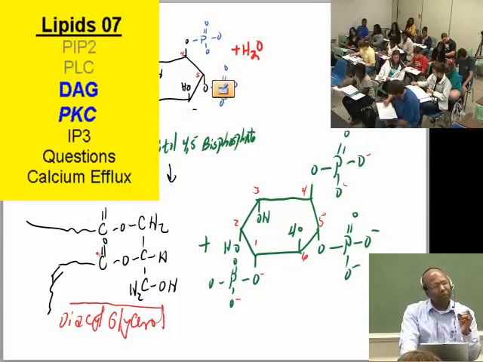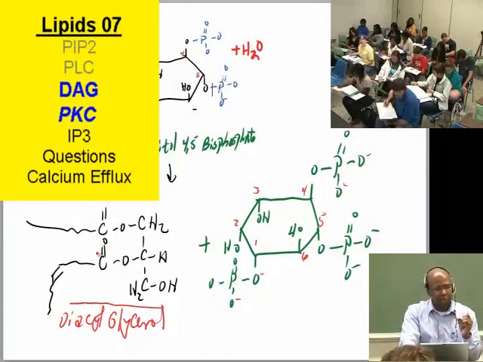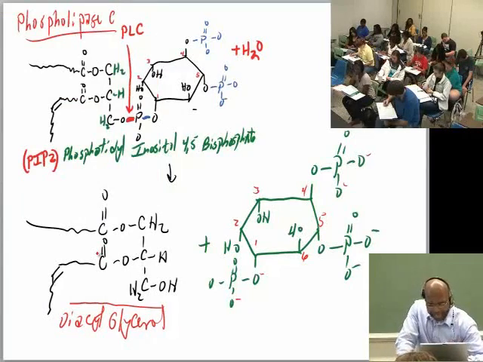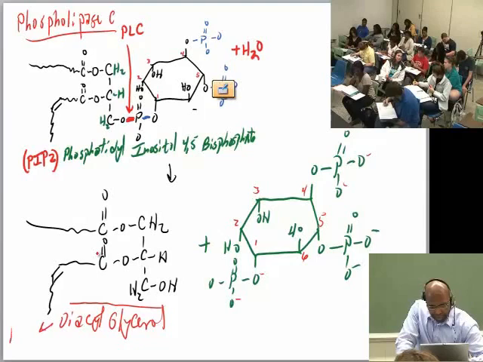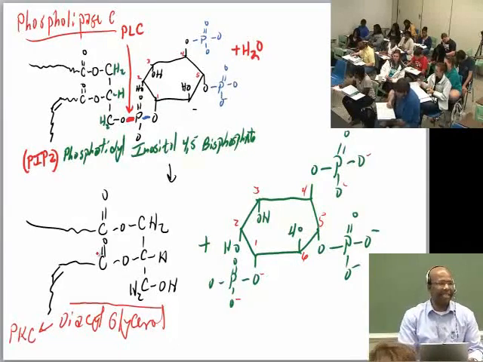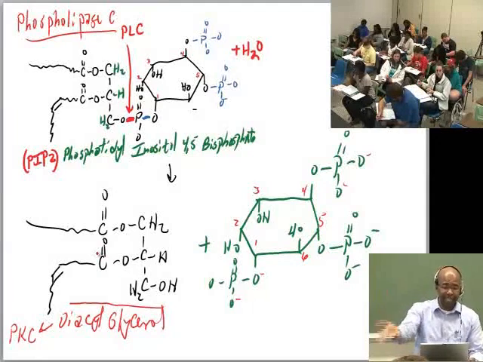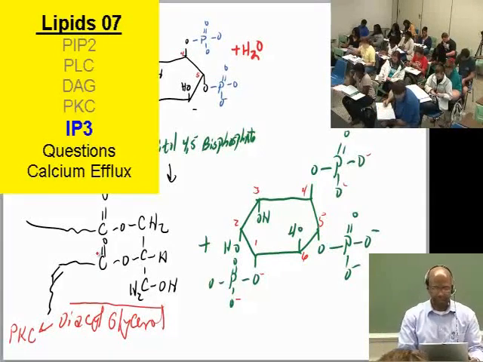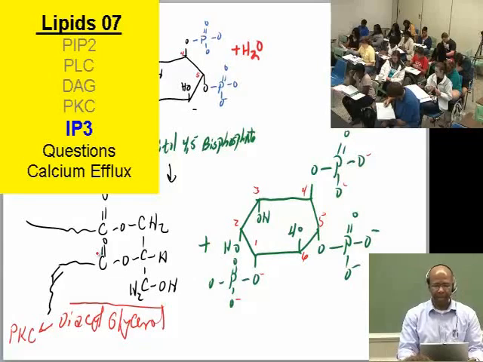I don't know if we went over this in signal transduction, but diacylglycerol activates one of our protein kinases. It activates protein kinase C. So phospholipase C activates protein kinase C indirectly. Okay. Now, our second product.